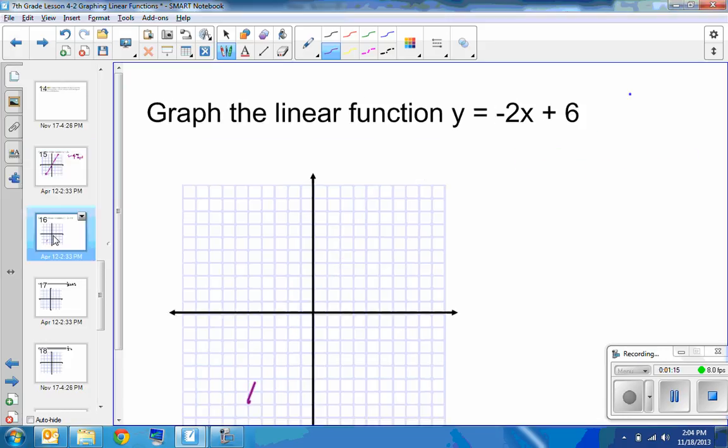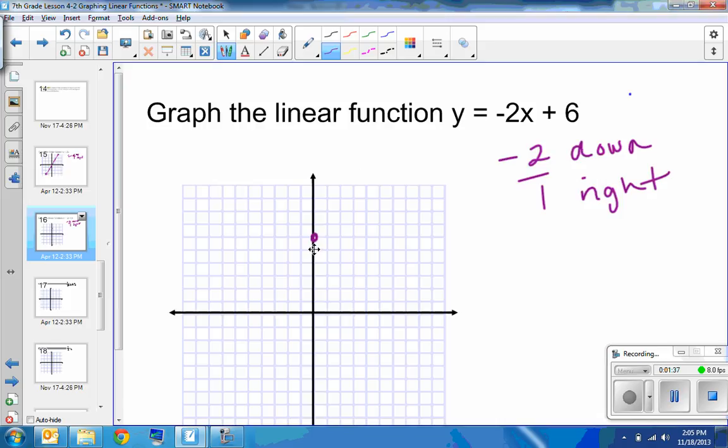So let's look at this one. First, we want to identify the slope, which is negative 2 over 1. So again, that means down 2, right 1. We always give the top number the negative. And we're going to cross through at a positive 6. So 1, 2, 3, 4, 5, 6.